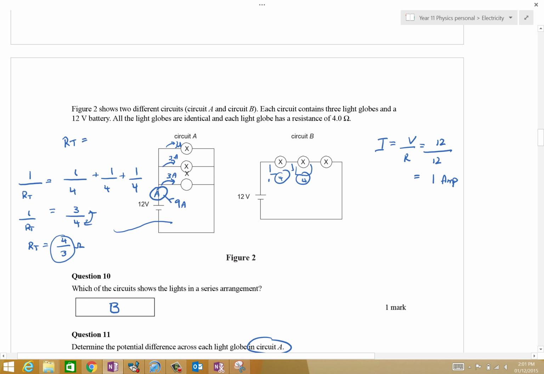So what do you notice? Over in circuit A, parallel circuit, the voltage is the same across each of them. The current is split. And it's the most important thing for you guys to understand, and particularly for your test. For circuit B, the current is the same through each of them. However, the voltage is split across each of the components.